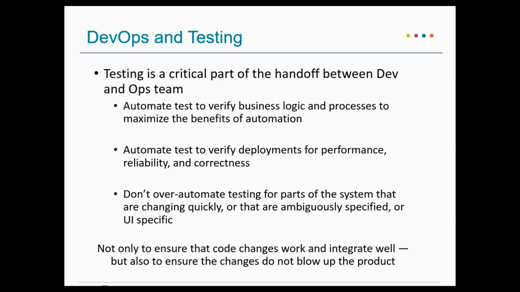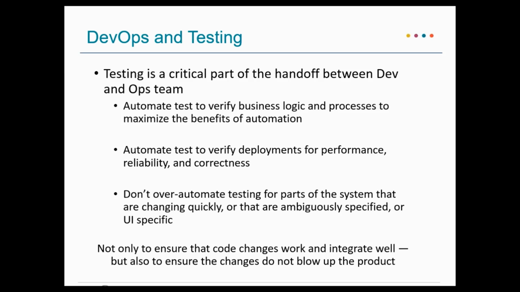So now look at it from the DevOps perspective. Why is testing a critical part? Because whenever the handoff is happening between the dev and ops team, testing is actually required. The ops people need to automate, they need to test or verify business logic and processes, and that needs to be automated. If that is not automated, that means again we have done enough work on the development side to automate and create that test suite, but that part is pending and it will create further delay. So that is very important.